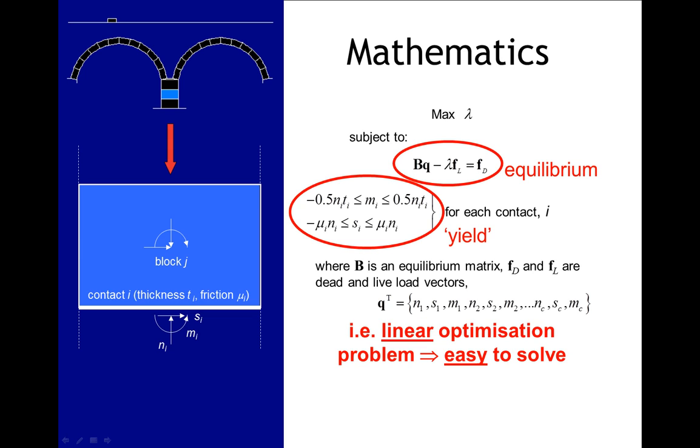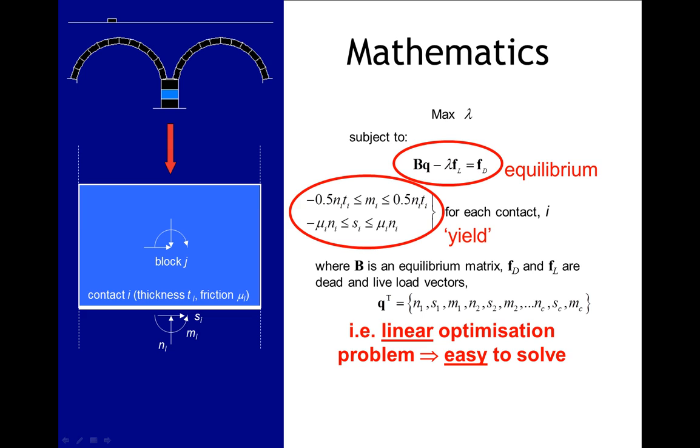So what we have in the yield highlighted area is at the top we have the constraint required to ensure that effectively the line of thrust stays entirely within the masonry, i.e. that the hinge forms at the extremities of the thickness of the masonry. And the second constraint is a sliding constraint, which is saying that the shear force must lie within lower and upper limits, where the lower limit is minus the coefficient of friction times the normal force, and the upper limit is the coefficient of friction times the normal force.